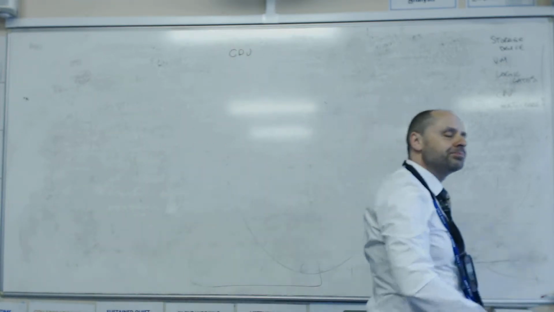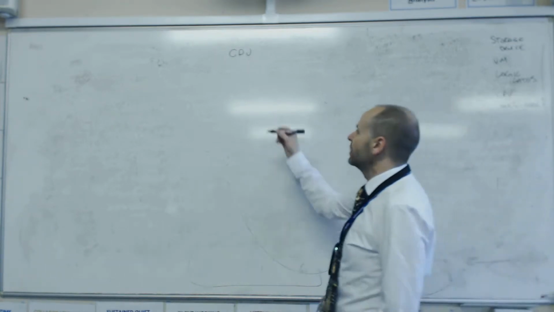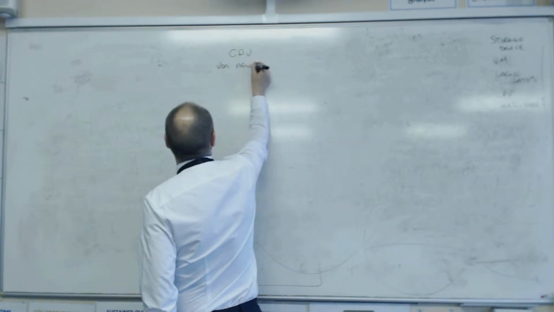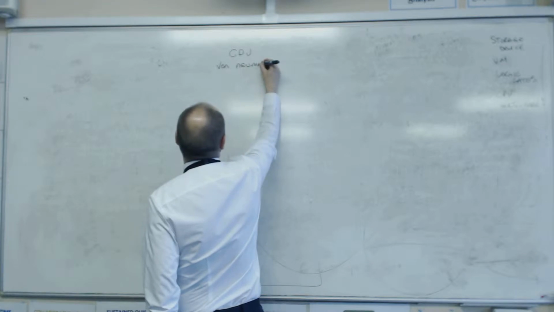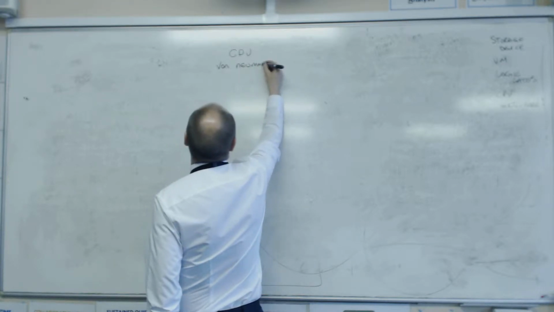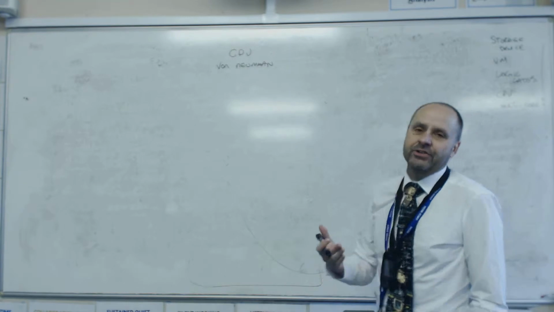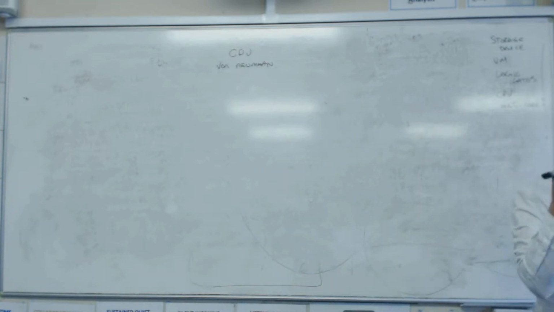Right, CPU. There are loads of different ways of designing CPUs, but the one that we look at in GCSE is von Neumann, which I can never spell. I think it's double M or double N. Okay, von Neumann. This is the concept of a CPU that stores instructions and data in the same memory.